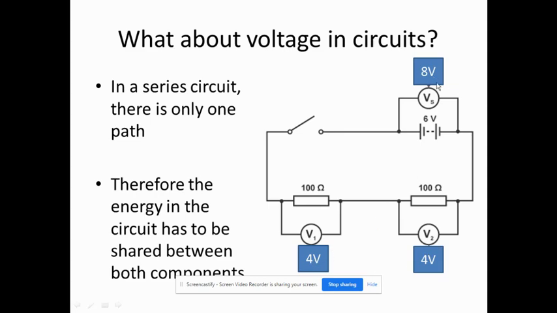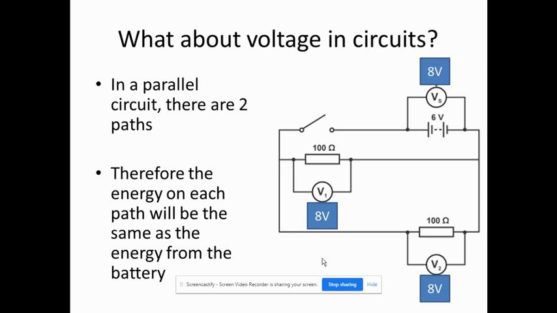So if we have a look here, if you normally look at batteries, it will have a voltage on it. This battery, for example, has 8 volts. So this component here is going to take half of the voltage. Because there's two components, it has to be split. So this one's going to take 4 volts, this one's going to take 4 volts.